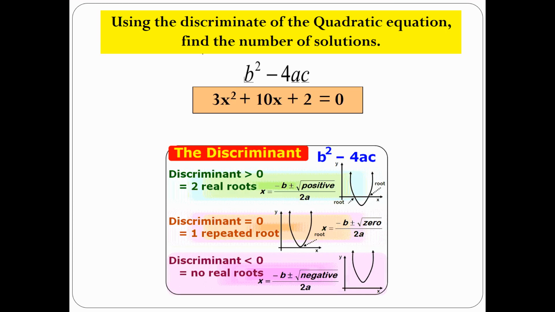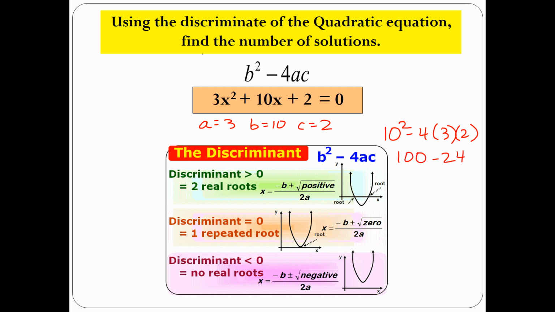So here we have an equation. The a is equal to 3, the b is equal to 10, and the c is equal to 2. We just want to know if there's going to be a solution or not, or if there's 1 or 2 solutions. So let's plug this into b squared minus 4ac. b is 10, so we have 10 squared minus 4 times a times c. That would be 100 minus 24.